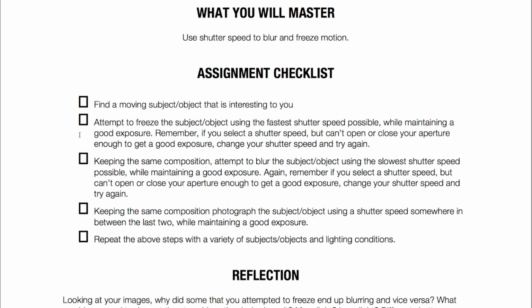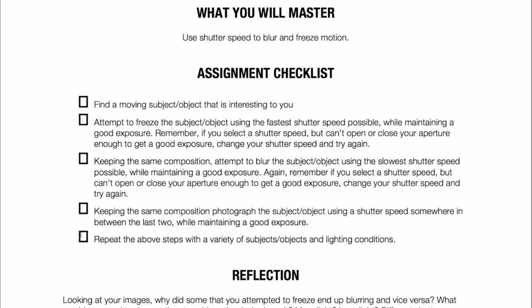Next, keeping the same composition, you're going to attempt to blur the subject or object using the slowest shutter speed possible while maintaining a good exposure. Again, remember, if you select a shutter speed but you can't open or close your aperture enough to get a good exposure, change your shutter speed and try again. And then last of all, keeping the same composition, photograph the subject or object using a shutter speed somewhere in between the last two while maintaining a good exposure.